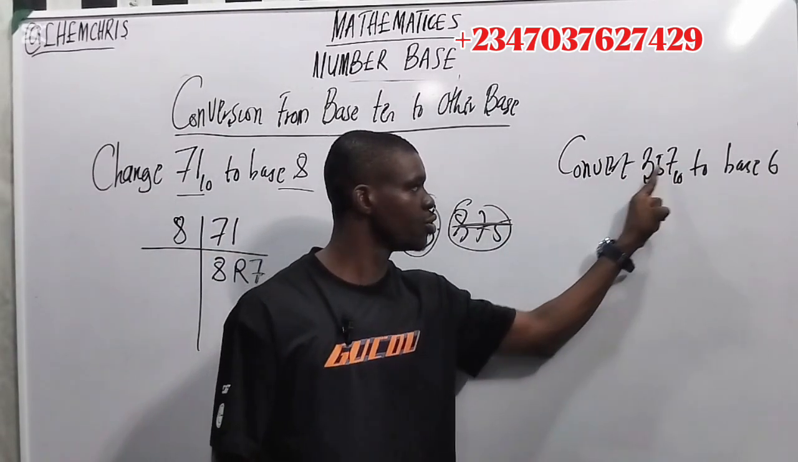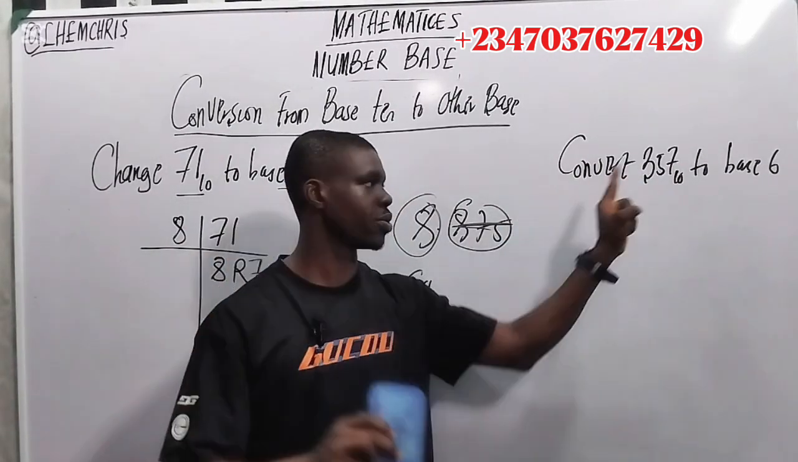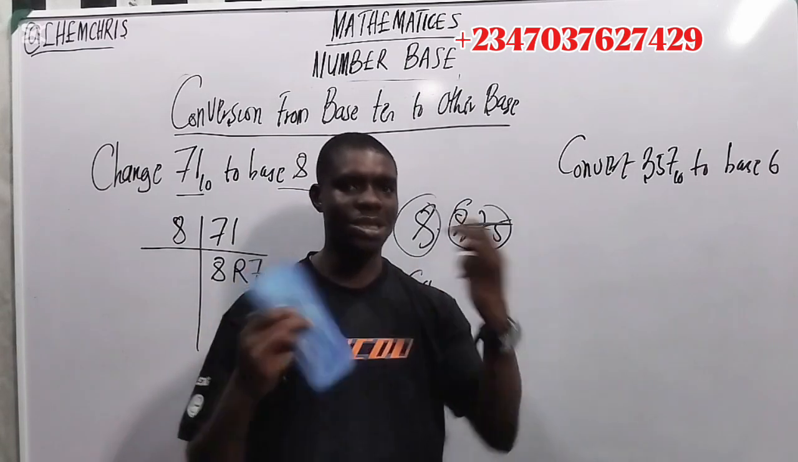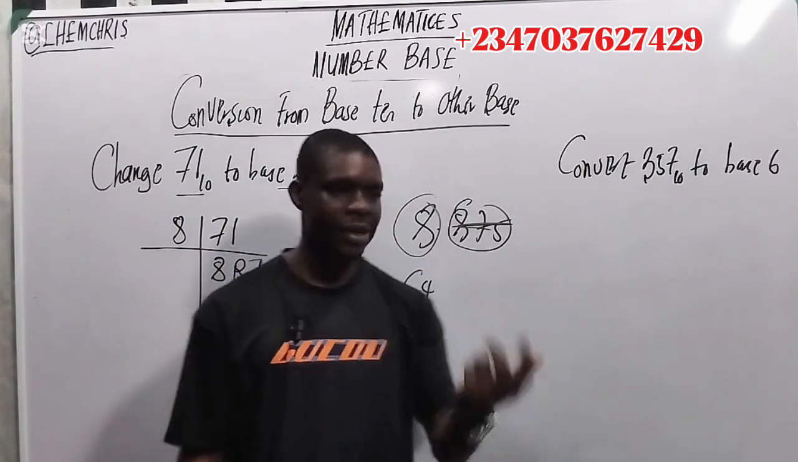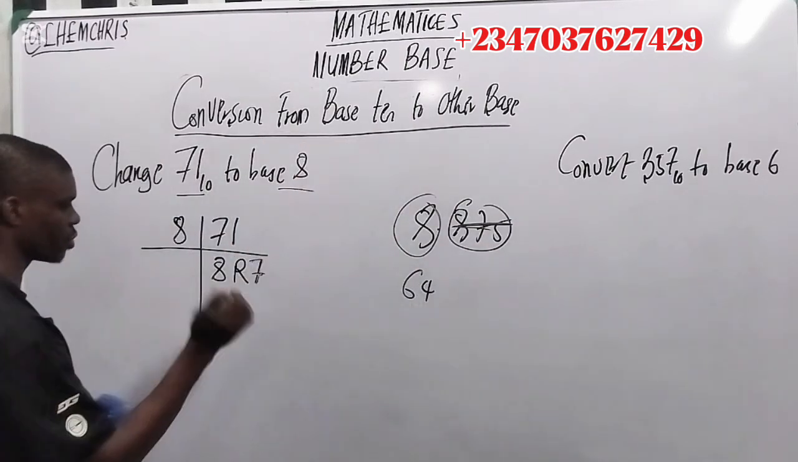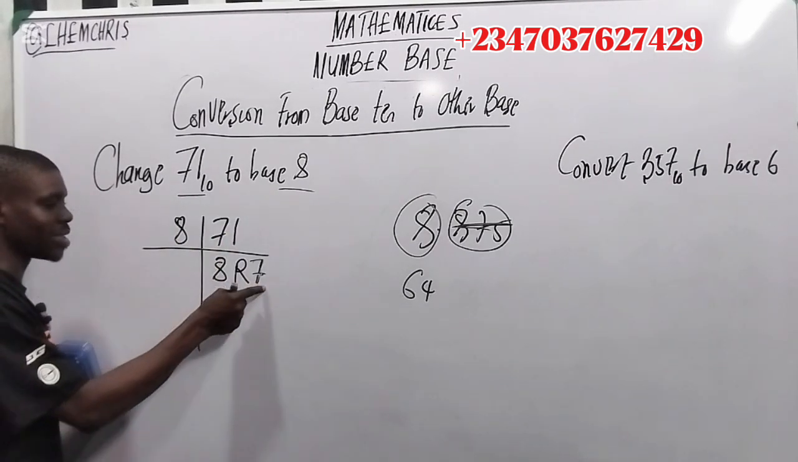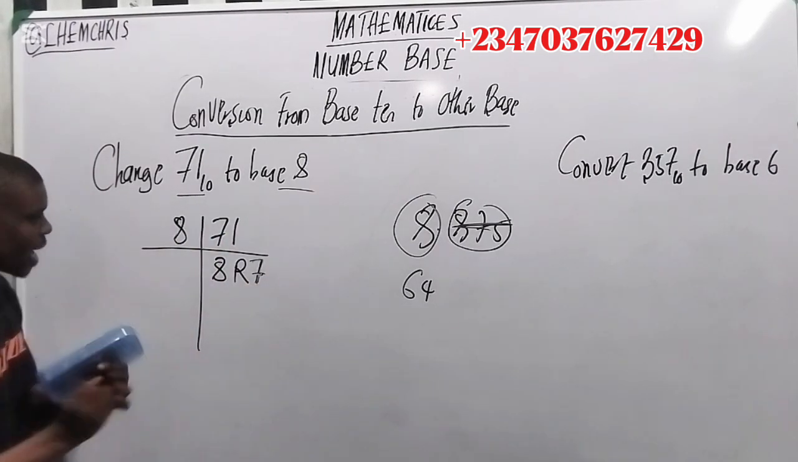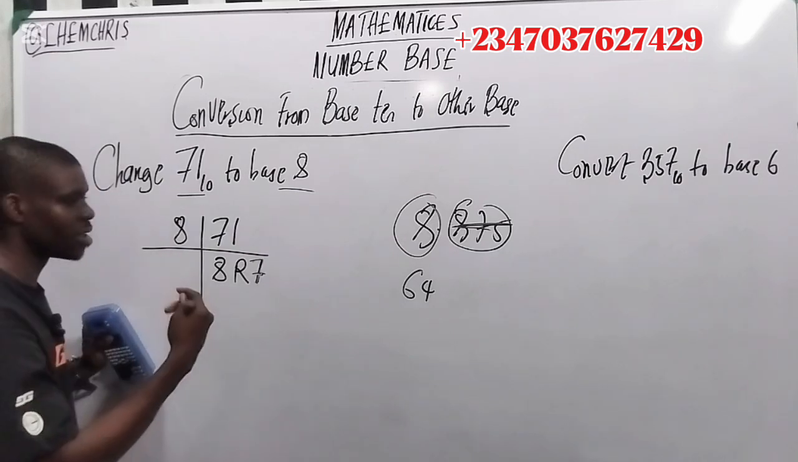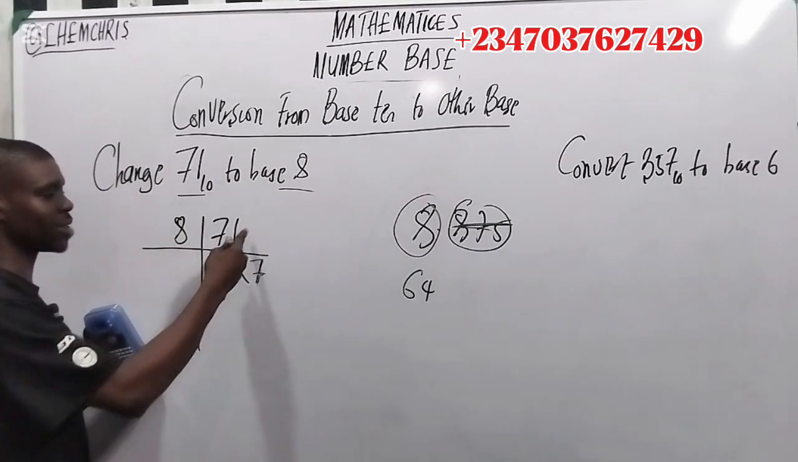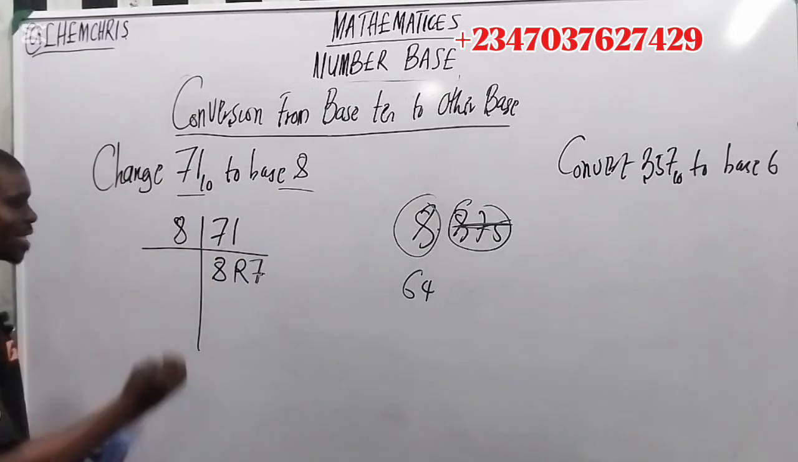You are still going to use your calculator. This one does not require a scientific calculator, just your normal calculator. So 8 going into 71 is going to be 8 remainder 7. How do you know? 8 times 8 is 64 plus 7 gets 71, right?